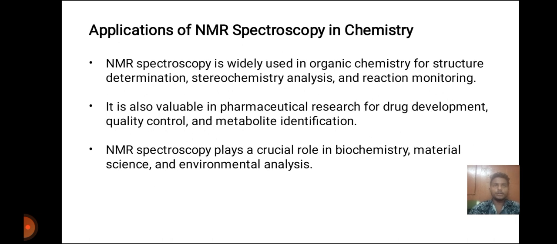Application of NMR spectroscopy in chemistry. NMR spectroscopy is widely used in organic chemistry for structure determination, stereochemistry analysis, and reaction monitoring. It is also valuable in pharmaceutical research for drug development, quality control, and metabolite identification. NMR spectroscopy plays a crucial role in biochemistry, material science, and environmental analysis.